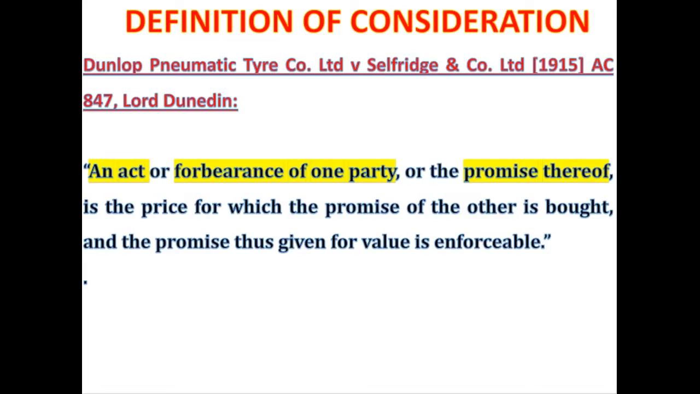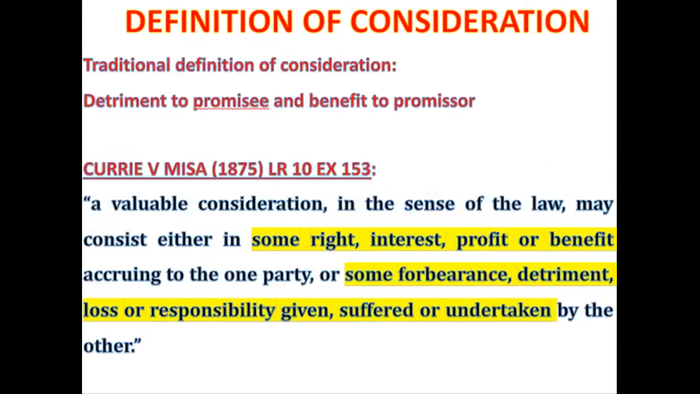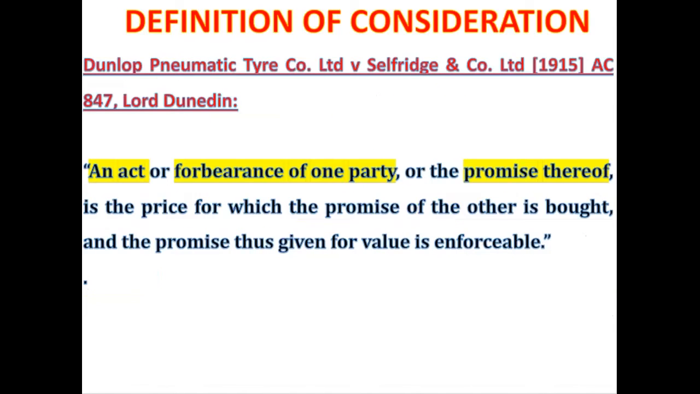So in this case of Dunlop Pneumatic Tyre Company Limited versus Selfridge and Company Limited, we are being told that consideration can also be an act. So this is more like an addition from what we have seen in Currie and Misa. Because remember, in Currie and Misa, we only saw consideration to be either a benefit conferred on the promisor or the detriment being suffered by the promisee. Right now, we are seeing in the case of Dunlop that consideration can be an act. An act one party undertakes. It can also be a forbearance, which I've already explained under the context of Currie and Misa. So I will not spend much time on forbearance.